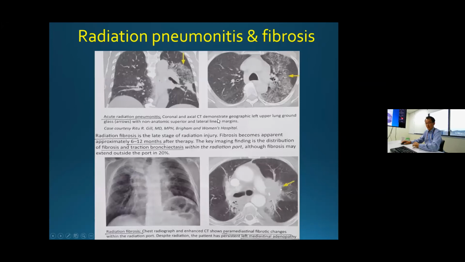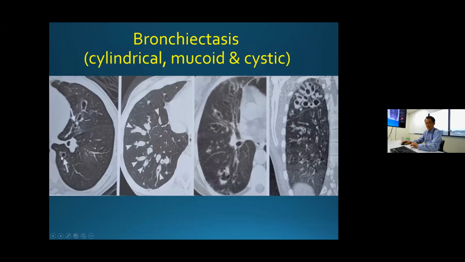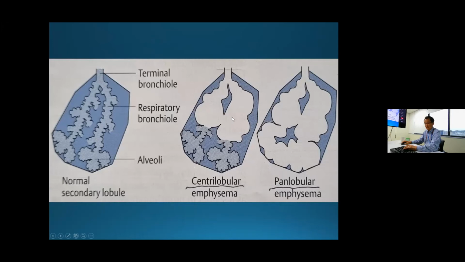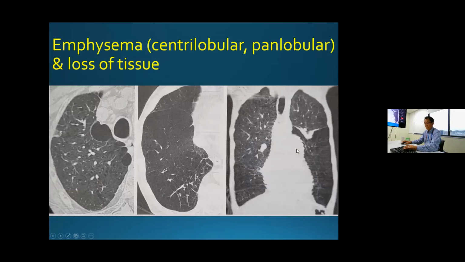And with radiation, it depends on the shape. Radiation usually causes interstitial pneumonitis and fibrosis. And in bronchiectasis, the bronchus is dilated, as you can see. It ruptures and makes a sort of diffuse air collection. Normally the air is like this, but central lobular bronchiolar dilatation makes emphysema. So this is centrilobular, and when the whole lobule is involved it's panlobular. So there's not much lung tissue, just diffuse air, expanding. That's emphysema.